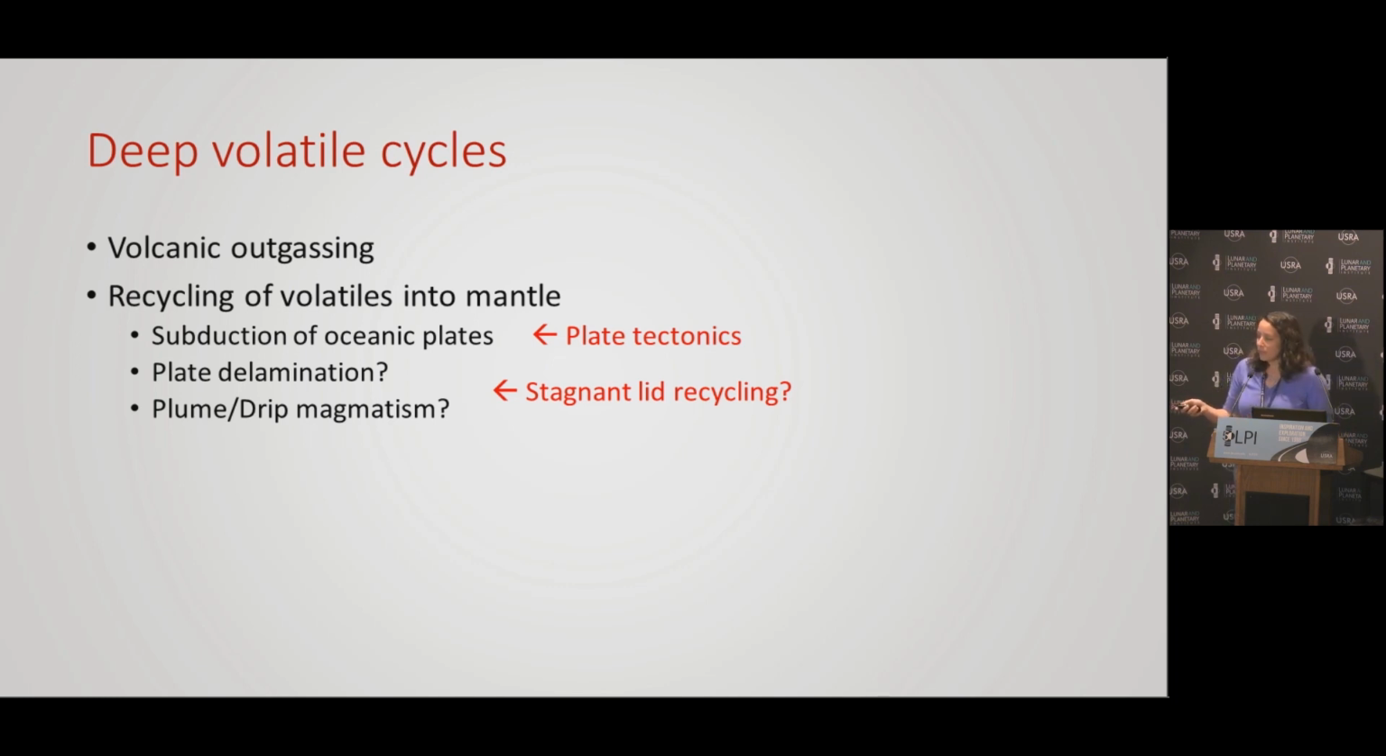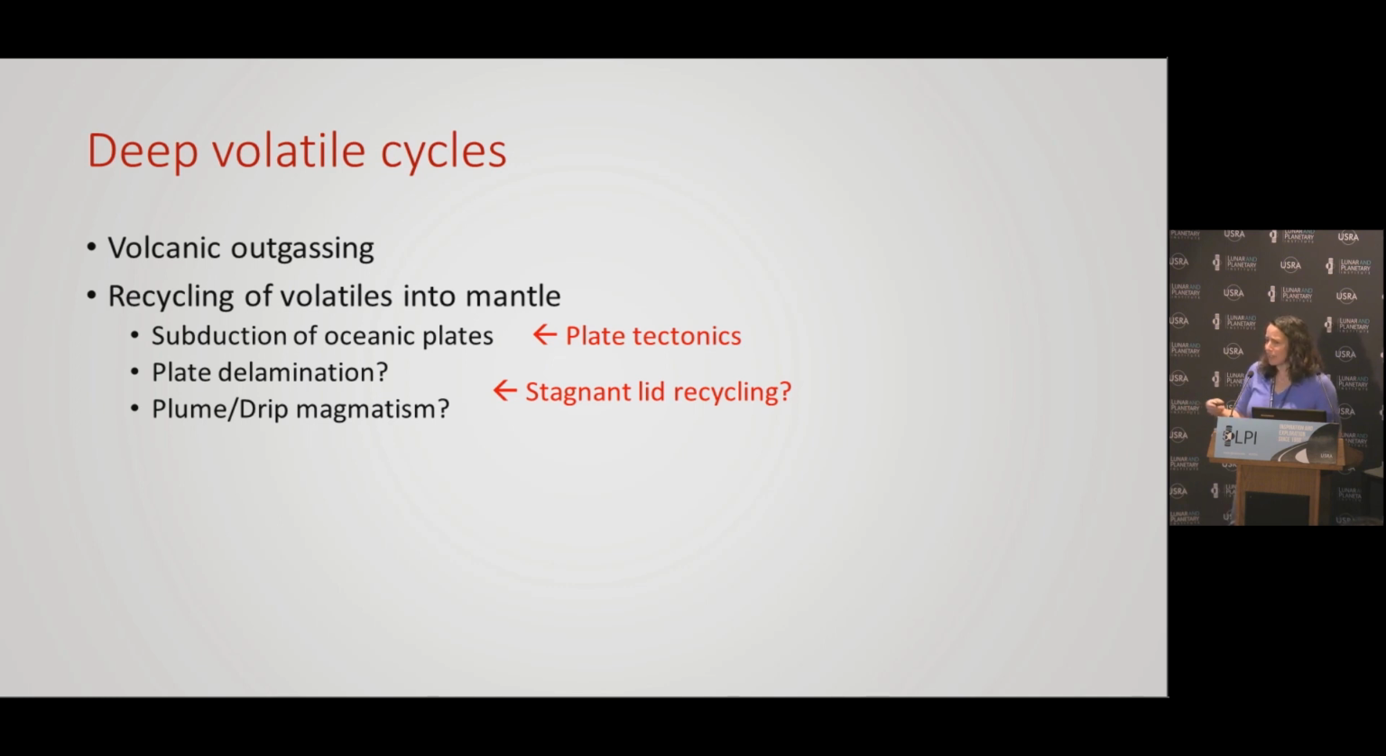For the volatile cycles on the Earth, we think this occurs primarily through subduction of oceanic plates and volatiles that are trapped within those plates. And this relies on the operation of plate tectonics. But not all planets, in fact, most other terrestrial planets, do not seem to have plate tectonics. They seem to be in sort of stagnant lid regimes, and I'll talk a little bit more about that.